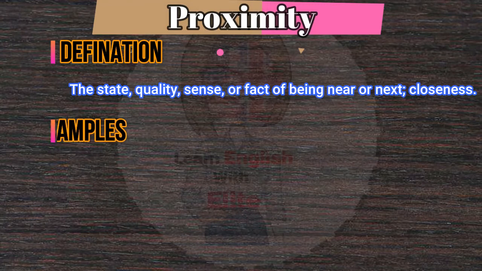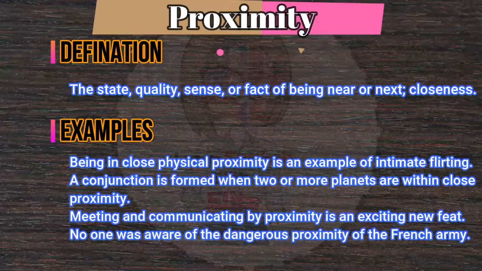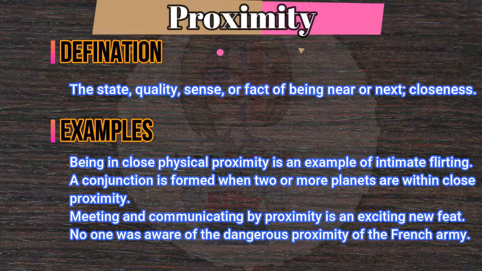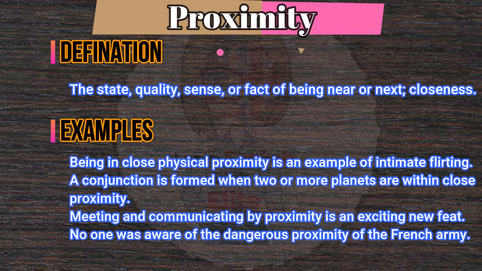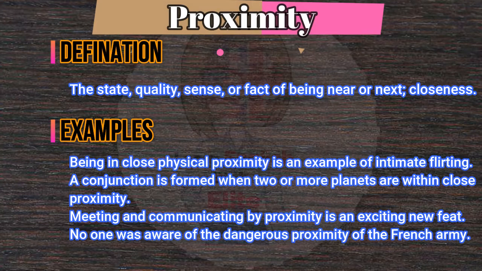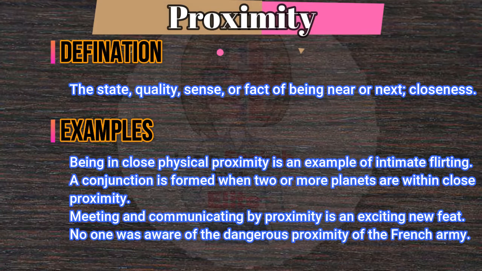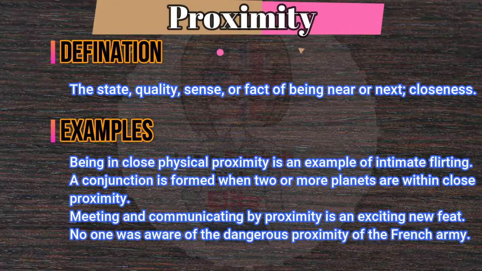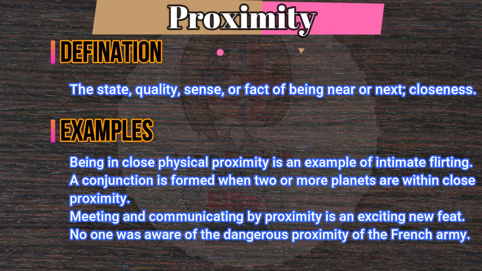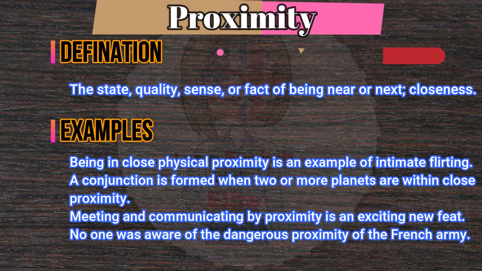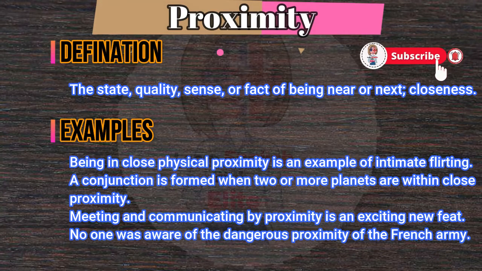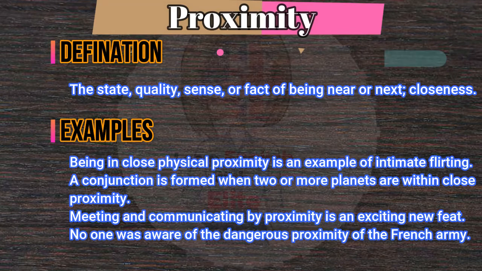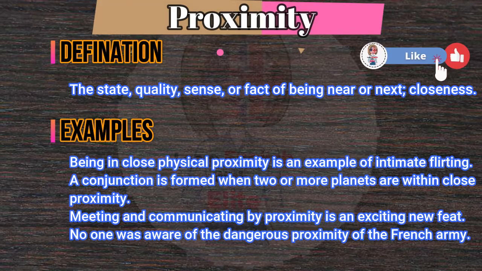Now let me show the example of the word proximity in sentences. Being in close physical proximity is an example of intimate flirting. A conjunction is formed when two or more planets are within close proximity. Meeting and communicating by proximity is an exciting new feat. No one was aware of the dangerous proximity of the French army.